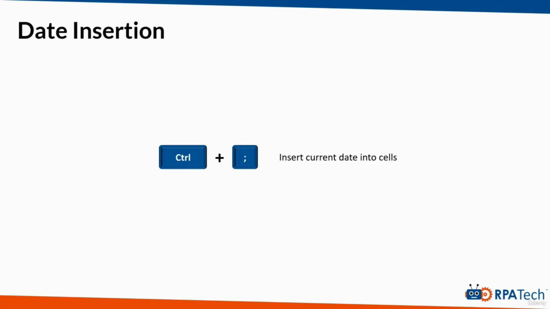By pressing Ctrl and the semicolon key, you can instantly insert the current date into cells. This shortcut offers convenience by saving you time from manual date entry. Useful for tracking data entries or timestamps, this shortcut streamlines your Excel workflow.